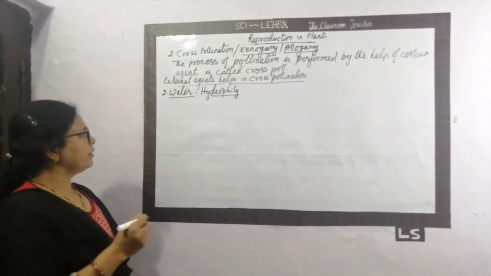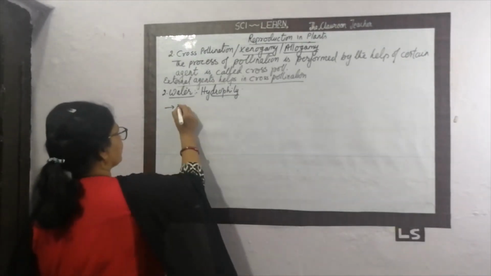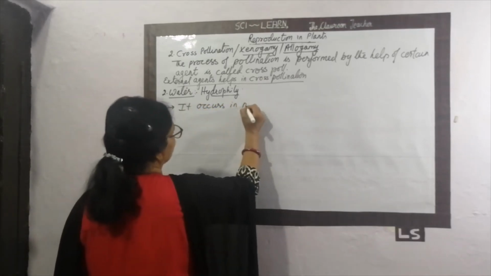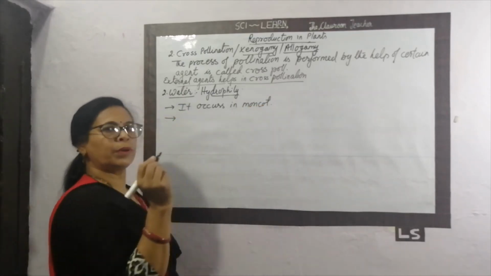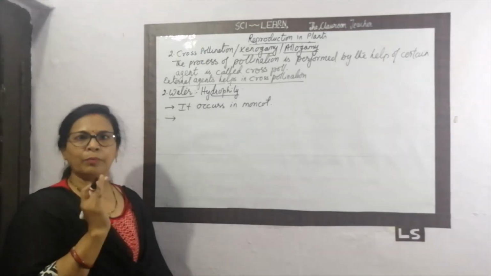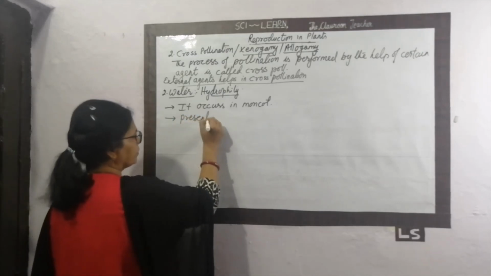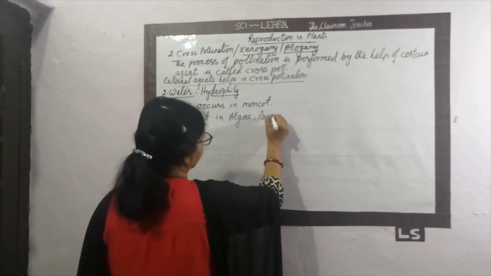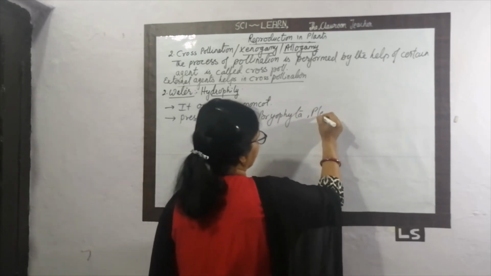What is the peculiarity here? It occurs especially in monocotyledons, or monocots. The first peculiarity is that small plants or less developed plants such as algae, bryophytes, as well as pteridophytes, show it.